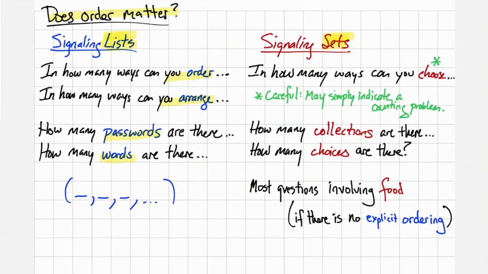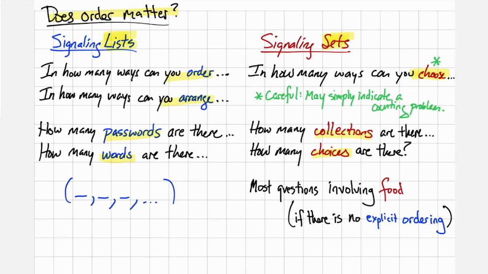On the other hand, if your question starts out, in how many ways can you choose something? Often that's asking you for a set. Or, how many collections of certain sets of objects are there? Or how many choices are there of different types of objects? Those are going to signal that the underlying objects you'll be counting are sets.